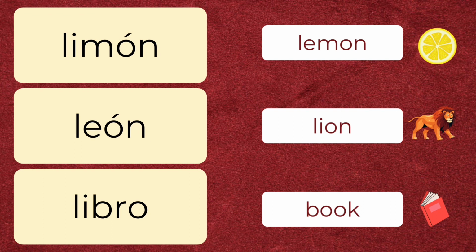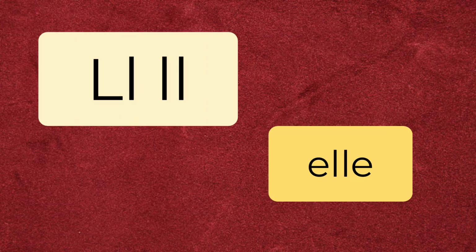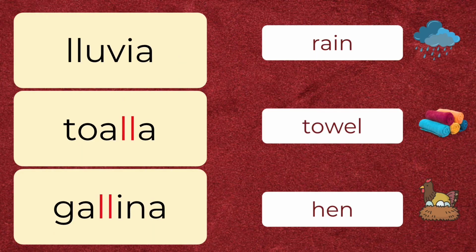Limón, león, libro. Even though double L is not an official letter, it is very common in Spanish and it is called elle, and it sounds like Y. Lluvia, toalla, gallina. Double L.